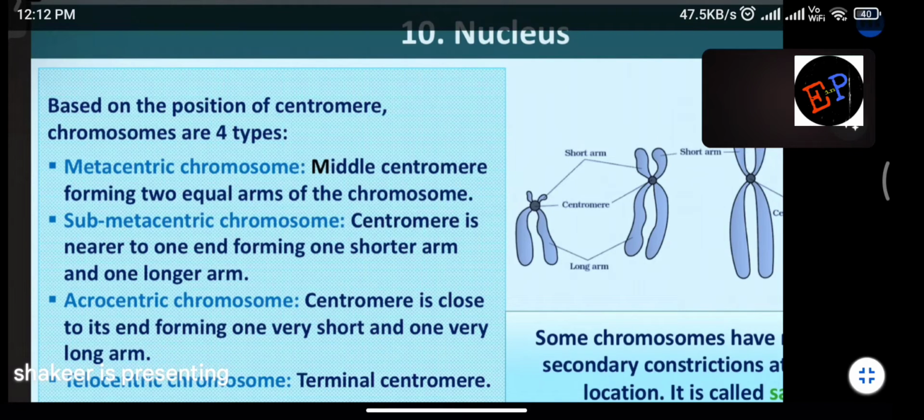Clear, ma? Metacentric chromosome. So middle centromere forming 2 equal arms of the chromosome. Are you able to understand? It means, see, I will draw the shape here.